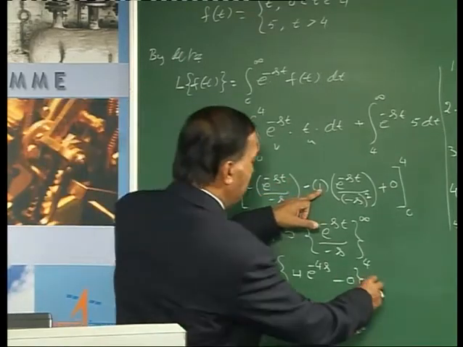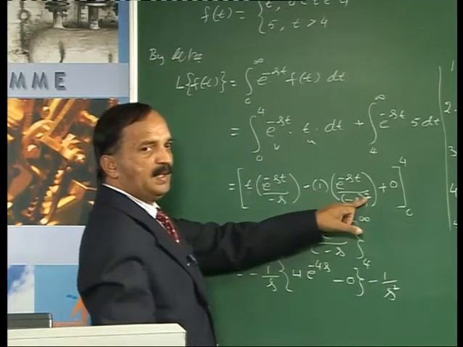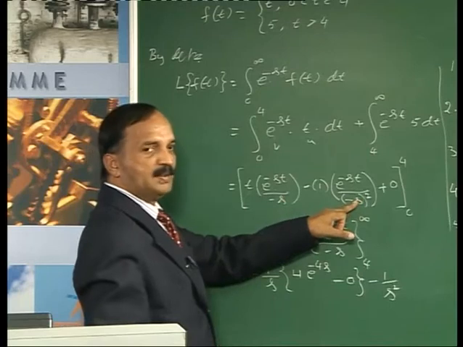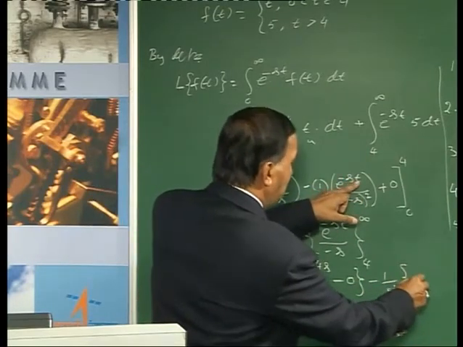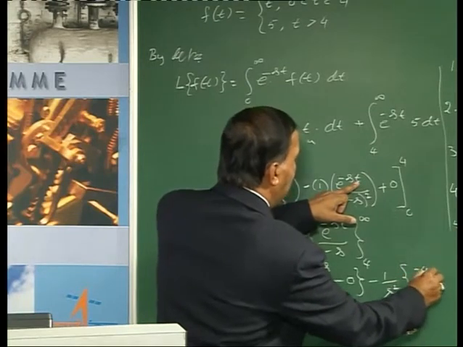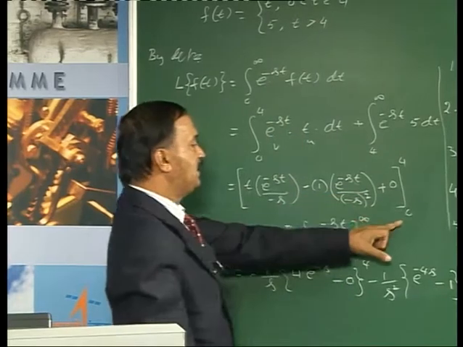Next, minus 1 by s square into, minus s whole square is plus s square. So minus 1 by s square into, put t is equal to 4, e to the power of minus 4 s, put t equal to 0, you will get 1, e to the power of 0 is 1.